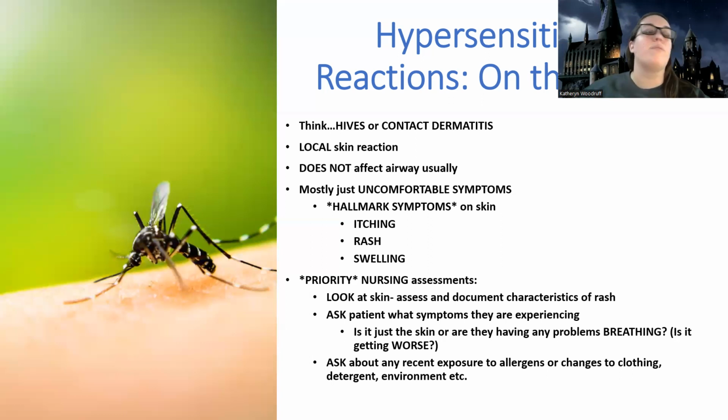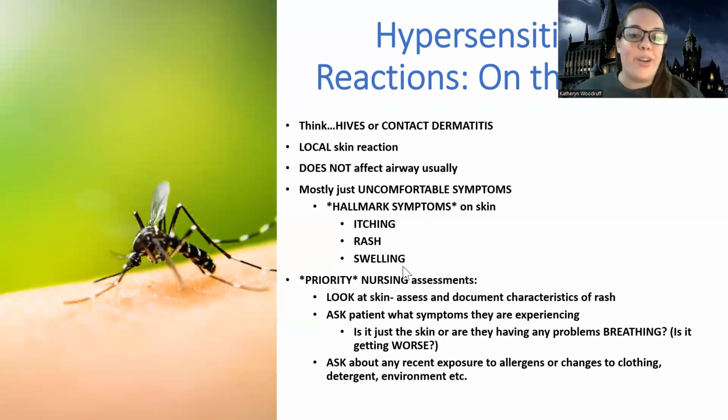The hallmark symptoms are going to be on the skin, and remember, hallmark symptoms are the ones you want to think about. These are a little bit similar to the other hypersensitivities we talked about with the itching, but this time the itching is going to be on the skin. Remember, for allergic rhinitis, the itching was in the eyes. They can also usually have a rash, and they may also have swelling on their skin, depending on how it manifests.